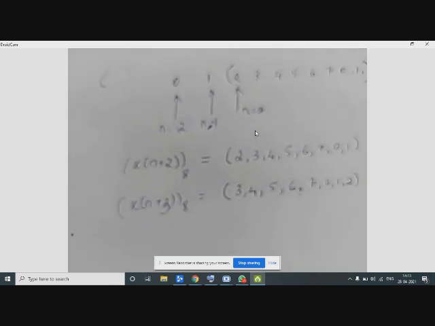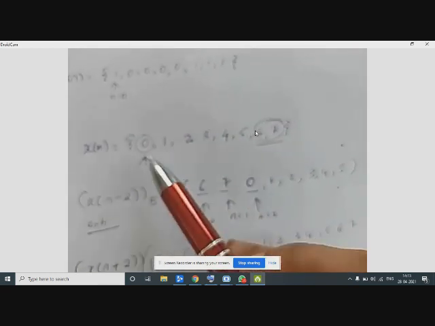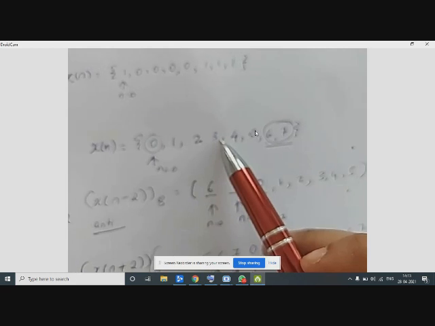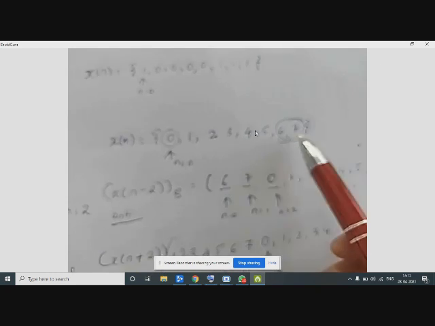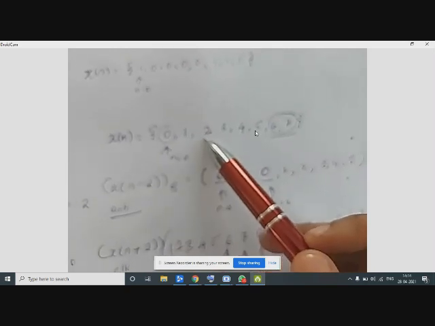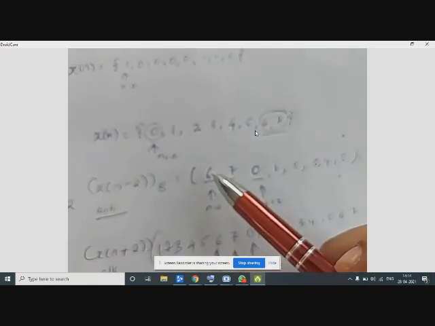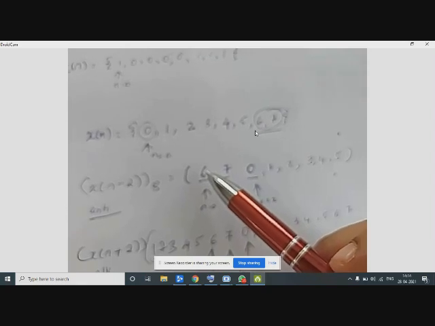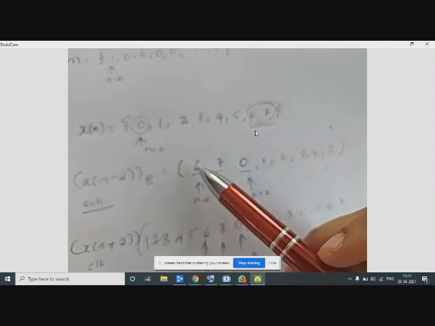N plus 2 is 2 only, right? 0, 1, 2, dears. Look at this. This is 0, 1, 2, 3, 4, 5. N equal to 0, n equal to 1, n equal to 2, n equal to 3. So x of n minus 2 means what happens? Last 2 digits you are sending to the first. N plus 2 means what happens? 0, 1, 2. You're going to send these values to the last. Correct? Got it, right?